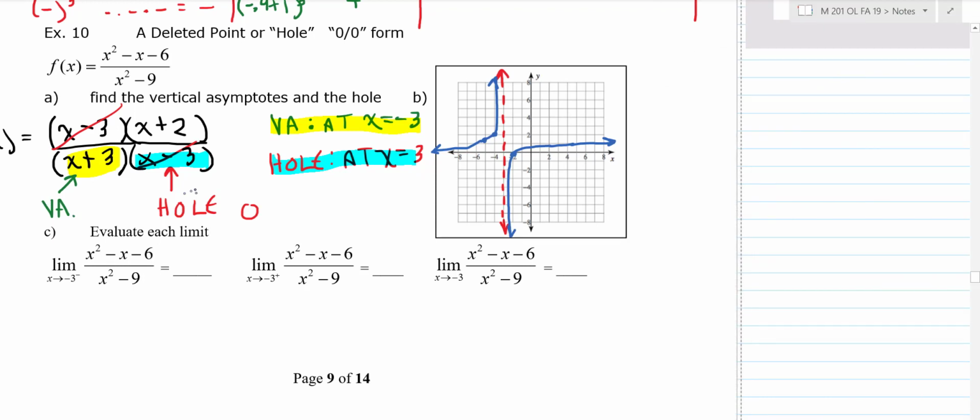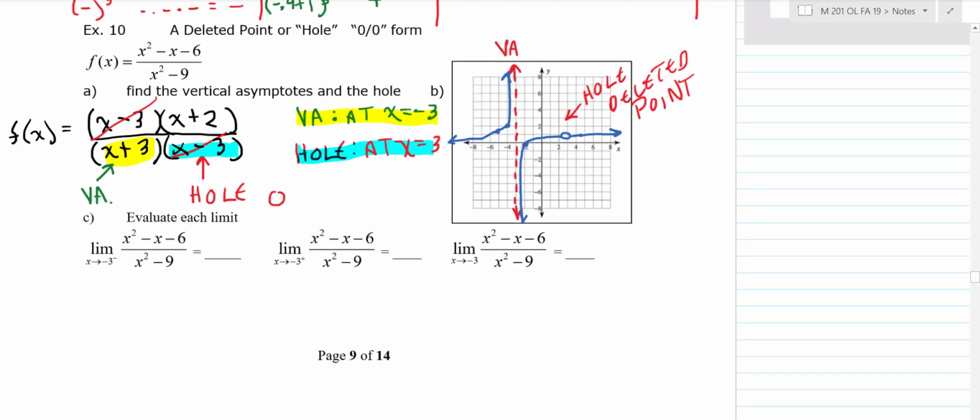Now, what's going to happen on this is we have a hole at 3. So you want to go to your graph, just kind of erase that, and just somewhere in there put a little bubble there to represent that hole. Okay, so what you have is vertical asymptote here, and then you have the hole there. Sometimes you'll hear this called a deleted point. I usually just call it a hole. All right. So I'm going to show you how you would do these limits.